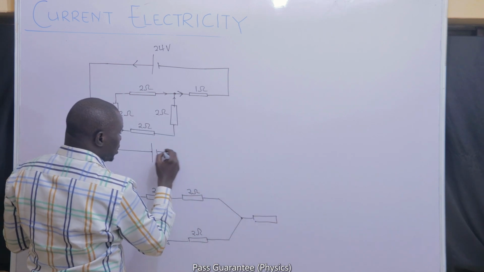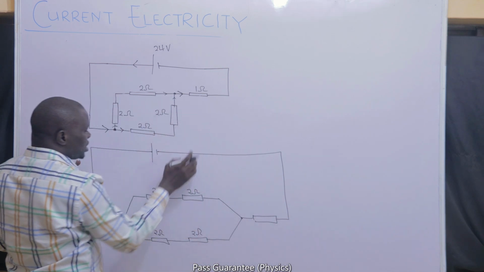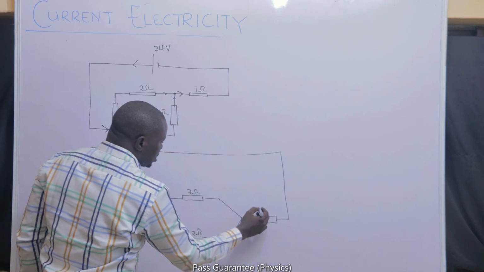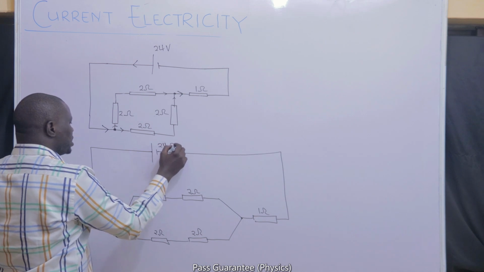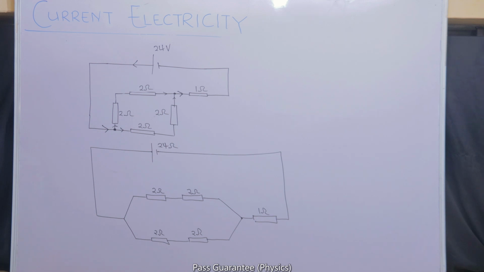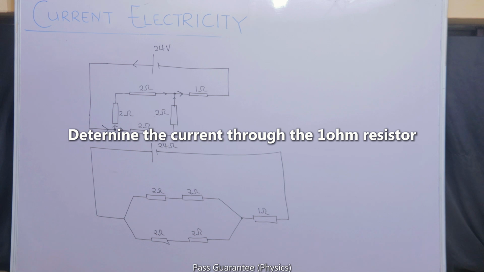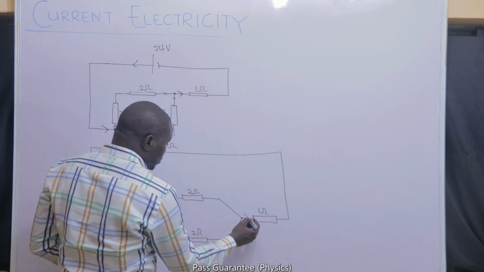And I can now just connect everything back to my cell. This circuit and this circuit are just the same thing, 24 volts. And we can easily interpret this one. Let us see the question. What do they want us to find in the circuit? We are asked to determine the current through the 1 ohm resistor.